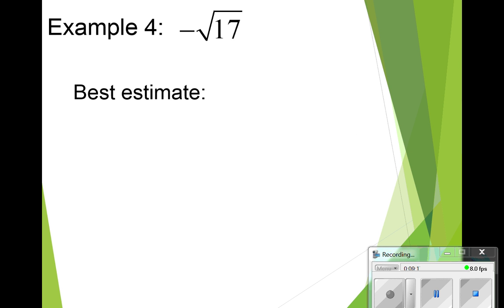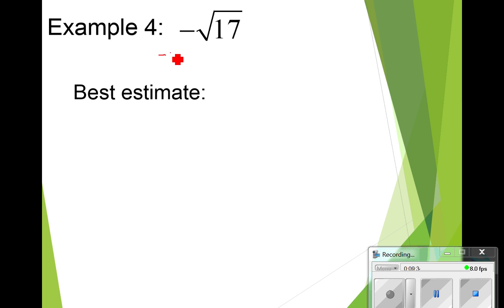The last example is negative square root of 17. I would like for you to go ahead and try to do this one by yourself. So pause it and see if you can do it. Hopefully you were able to get the answer and plot it. I'm going to go through it quickly with you.